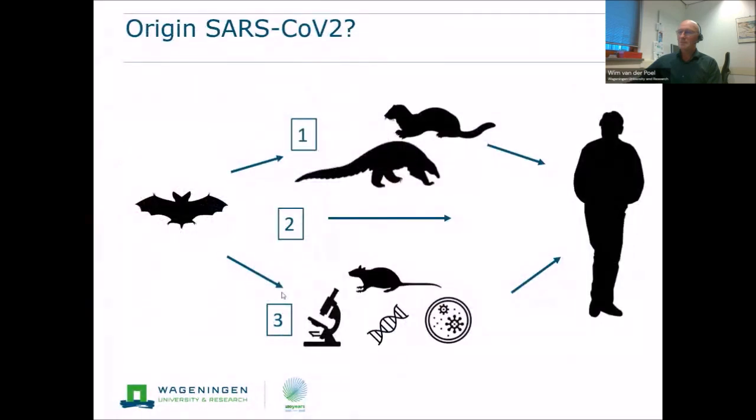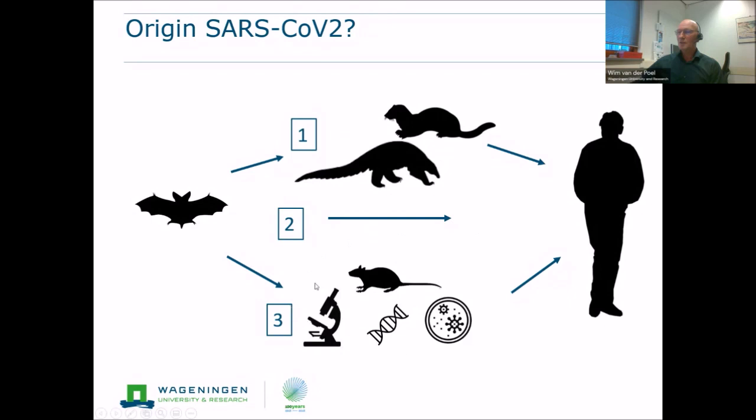Well, what was the origin of SARS coronavirus 2? It's clear that the ancestor of the virus was in the Chinese horseshoe bat, but it is still a question how that virus was transmitted from that Chinese horseshoe bat to humans. The most likely explanation is the potential presence of intermediate hosts. Another option is direct transmission from the horseshoe bat to humans by a change of the virus.